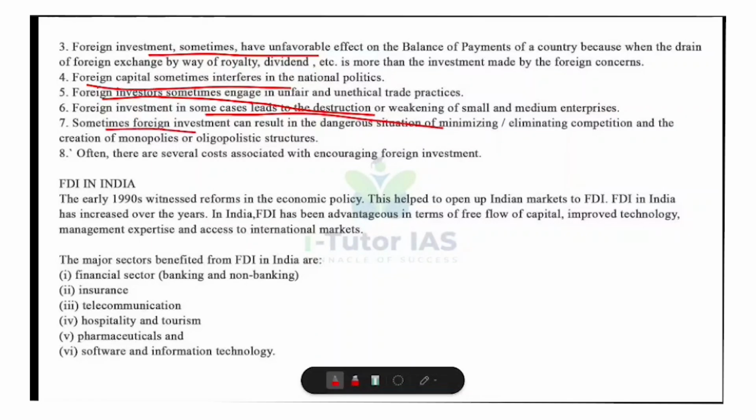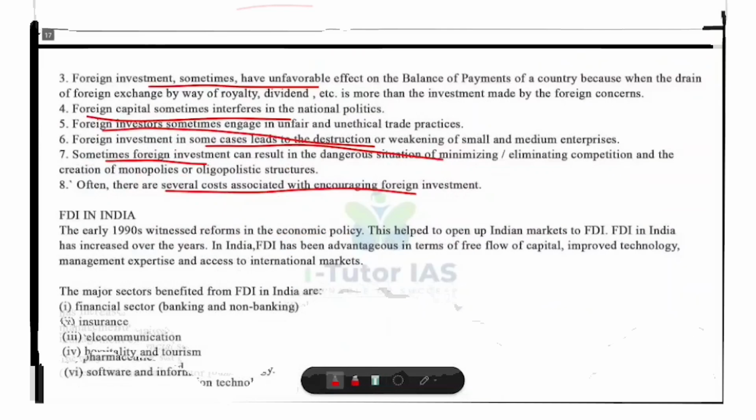Seventh one, creation of monopolies. FDI can sometimes lead to market concentration, reducing competition and creating monopolistic or oligopolistic structures. And the final one, cost of encouraging FDI. Government may spend subsidies, tax breaks or incentives to attract FDI, which can be costly. Okay, that's about the disadvantages of FDI.